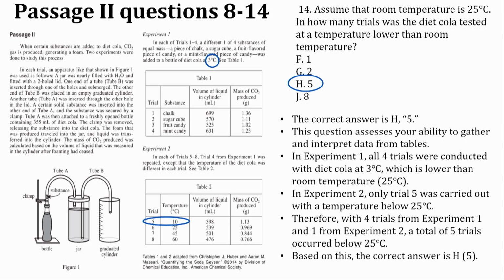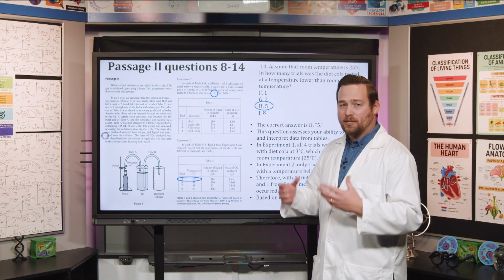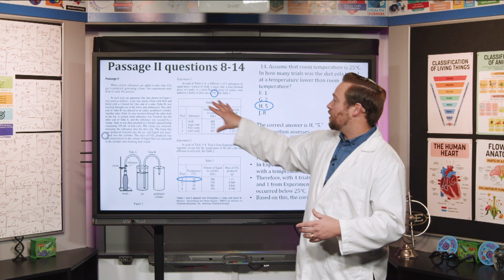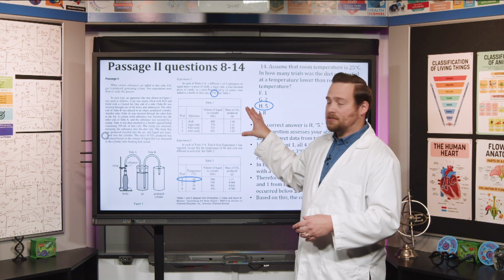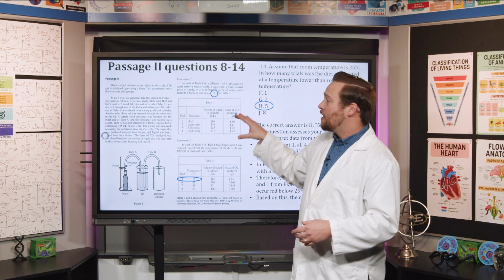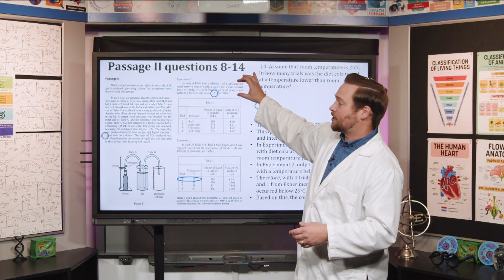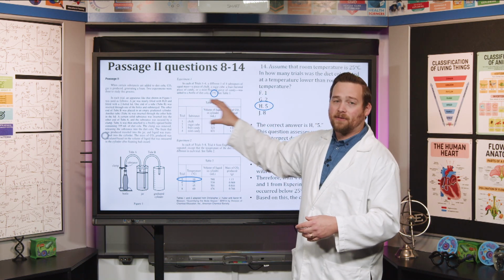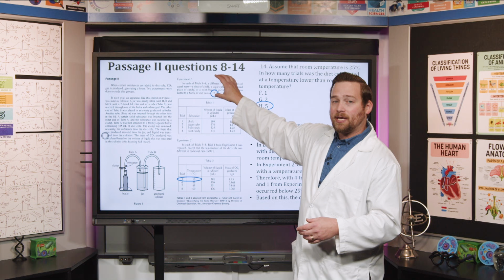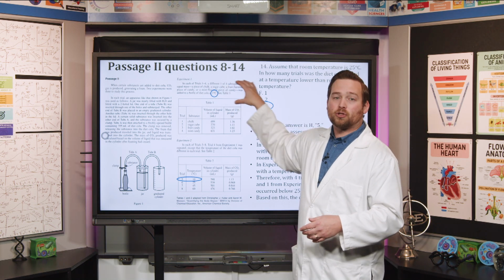Therefore, with 4 trials from experiment 1 and 1 from experiment 2, a total of 5 trials occurred below 25 degrees Celsius. So you really had to go hunting for this information. In table 2, it's kind of easy to tell which ones happened at what temperature, because there's a whole column that's telling you what the temperature is. To find this part out, there's no information in the actual table itself that says anything about temperature. So you had to just look up here in the description. That would be my hint: if you can't find it in the table itself, the information is probably in the description right above it.